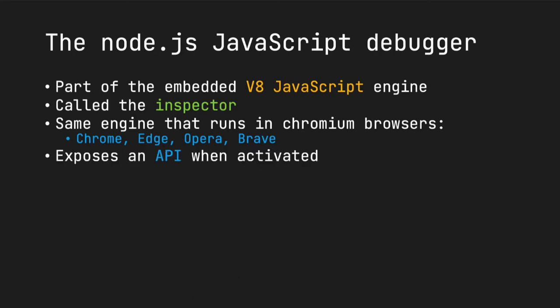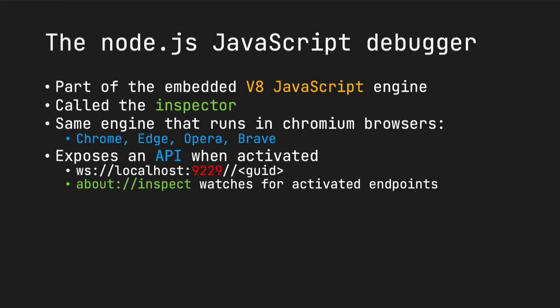When using this embedded debugger that is part of this JavaScript engine, the key thing to remember is that it exposes an API when activated. And this API is a debugging API. You talk to this API using the inspector protocol, which is a protocol developed by the Chromium developers.